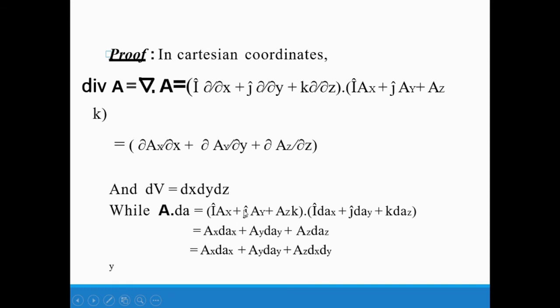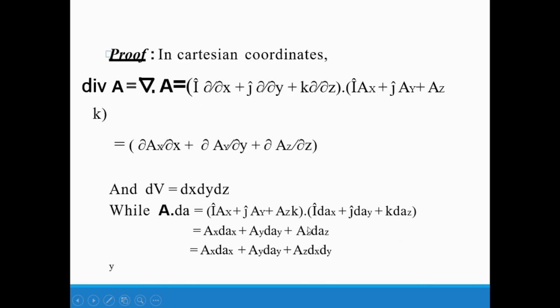Again j dot j, the jth term here, becomes 1. Ay into dAy, that I have written here. Same in the case of the third term: k dot k is equal to 1, so the k coefficient is Az, and here the k coefficient is dAz. So Az into dAz will be multiplied. So this is the equation that we got here: Ax dAx plus Ay dAy plus Az dAz. This is the way we express it here.